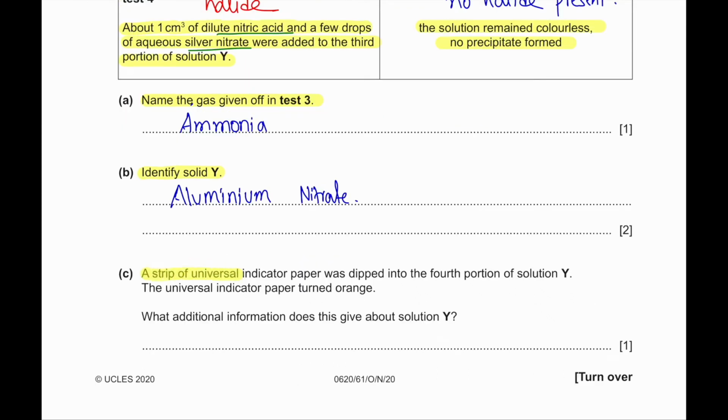Part C. A strip of universal indicator was dipped into the fourth portion of solution Y. The indicator paper turned orange. What additional information does this give about solution Y?